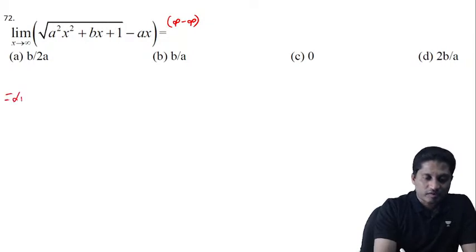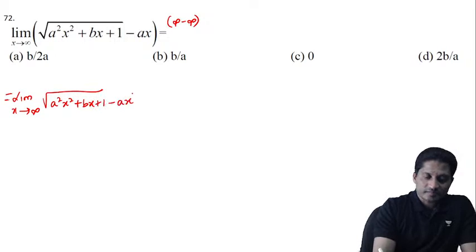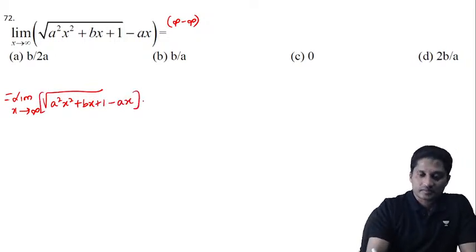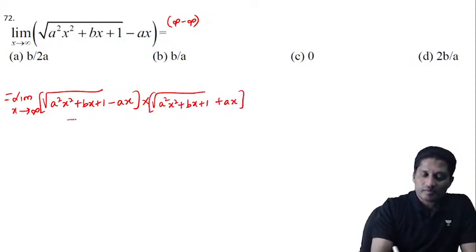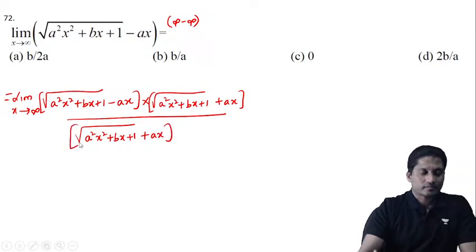Limit x tending to infinity. Let us rationalize this: root of a square x square plus bx plus 1 minus ax. If I rationalize this, it will be root of a square x square plus bx plus 1 plus ax, whole divided by the same, root of a square x square plus bx plus 1 plus ax. I'm just rationalizing this.